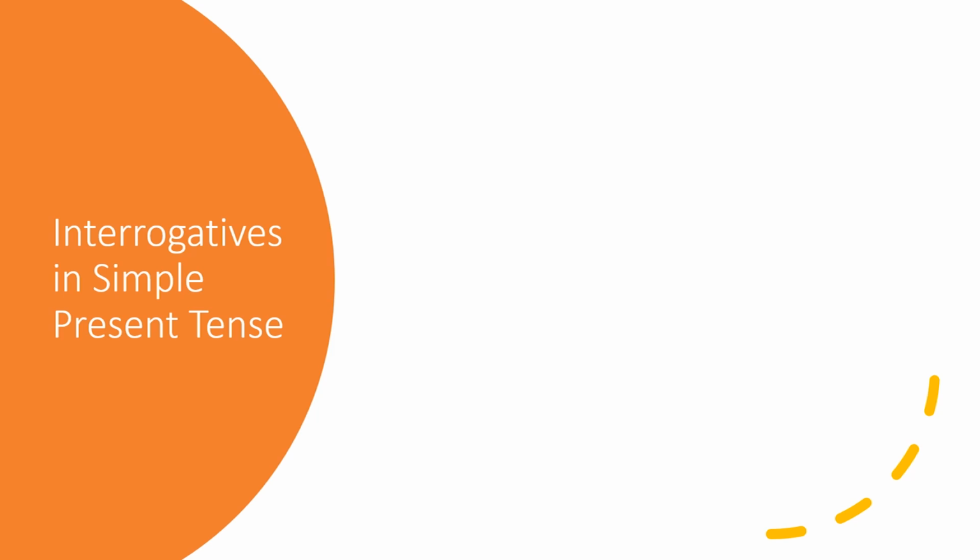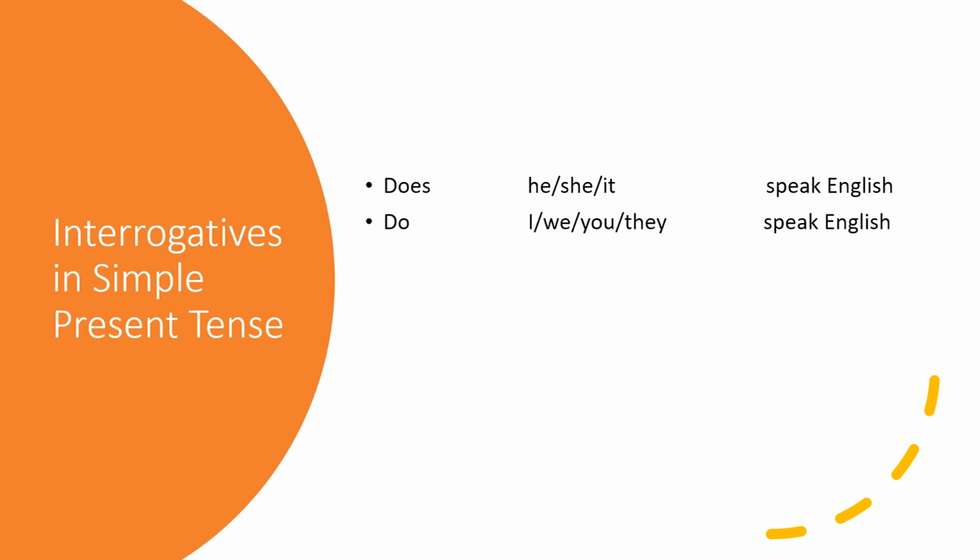Moving further, let's discuss some interrogatives in simple present tense. In order to make questions in yes or no, you need to follow this structure. The first structure is, does is used with he, she, it. Do is used with I, we, you and they. So it becomes, does he, she, it speak English? Do I, we, you, they speak English?